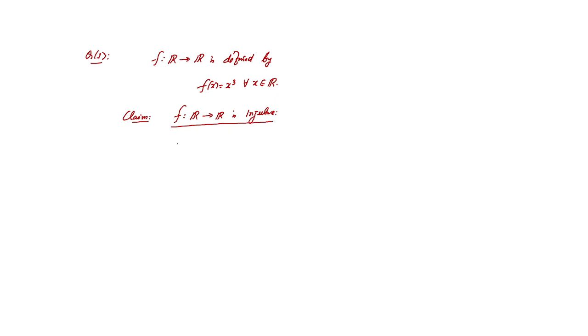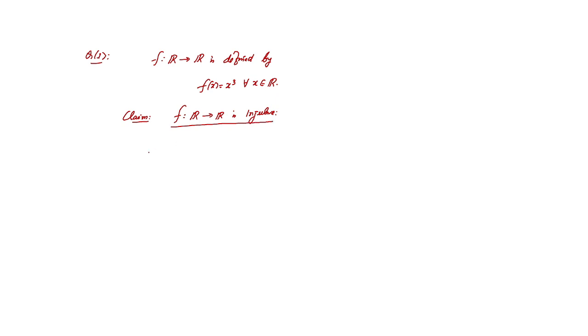The first problem, say question 1. What is exactly given? It is given the function f from R to R is defined by f(x) equals x cube for all x belongs to R. And what do I have to prove? F is injective as well as surjective. So here our first claim: we prove that f from R to R is injective.